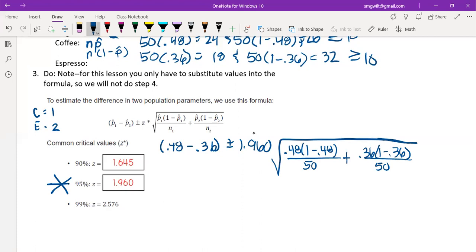Okay, so that's all that it's looking for in this problem. So you're checking which formula has the appropriate values plugged in. We don't have to actually calculate for this lesson.